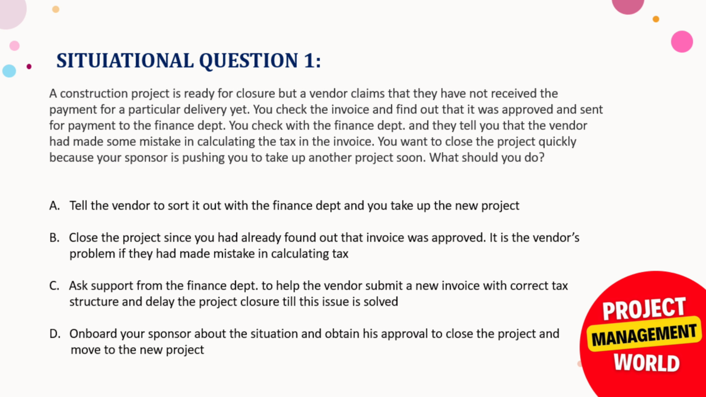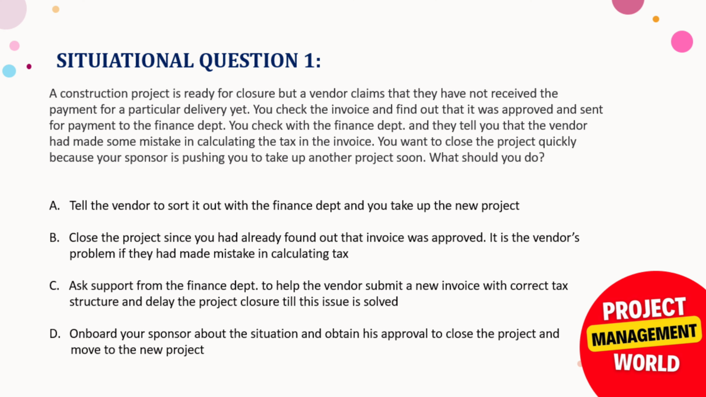Let's read the statement first. A construction project is ready for closure, but a vendor claims that they have not received the payment for a particular delivery yet. You check the invoice and find out that it was approved and sent for payment to the finance department. You check with the finance department, and they tell you that the vendor had made a mistake in calculating the tax in the invoice. So you want to close the project quickly because your sponsor is pushing you to take up another project soon. So what should you do? If you see the last line of this question, what should you do, this belongs to category 1, and that belongs to the ideal project manager behavior.